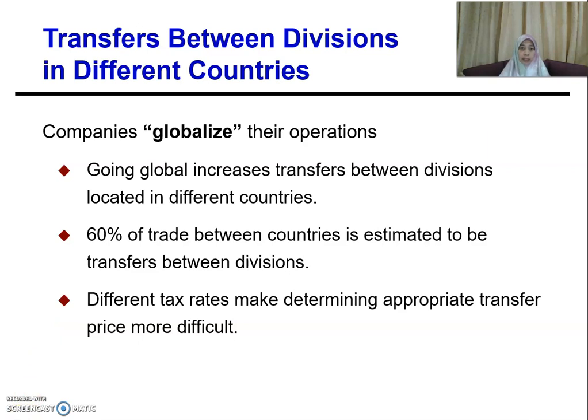So that is basically what you need to know with regard to transfer pricing. There are three ways to determine the transfer price: the negotiated, the cost base, and the market base. And you also need to be aware of the tax implication when you have divisions that reside in different countries, or you have a transfer price within different countries. Okay, with that, I thank you.